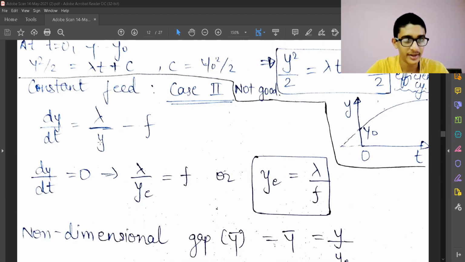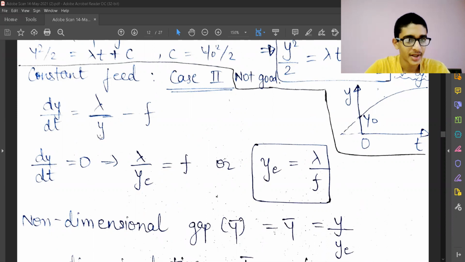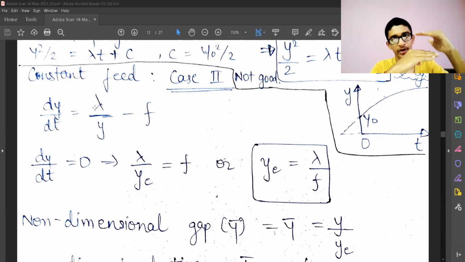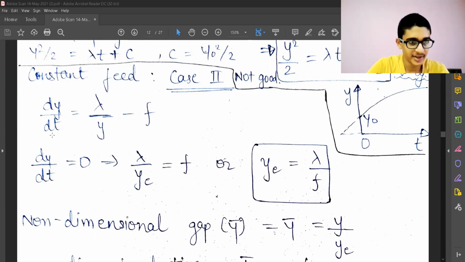And the second case, I'll explain the problem when I take the inference of the two cases combined. In the second case, I'm going to take a constant feed, so dy by dt will be equal to 0 because the feed is constant. I'm going to control the feed in such a way that the gap is not changing with time, using some motors, so the gap remains the same. As the workpiece material gets removed, I bring my tool closer. So in that case dy by dt is 0, that means lambda by ye is equal to feed, or ye is equal to lambda by f.